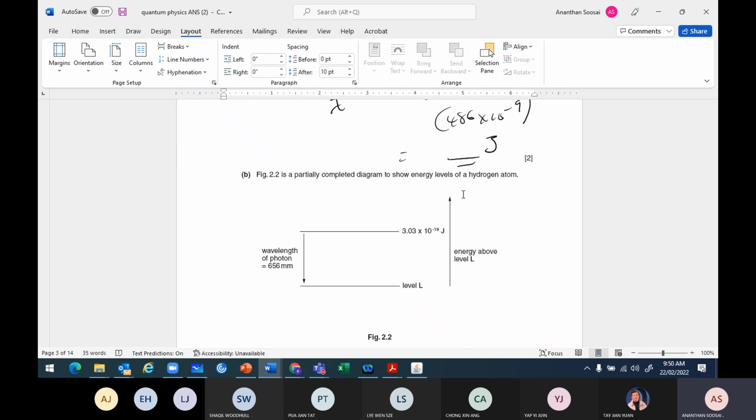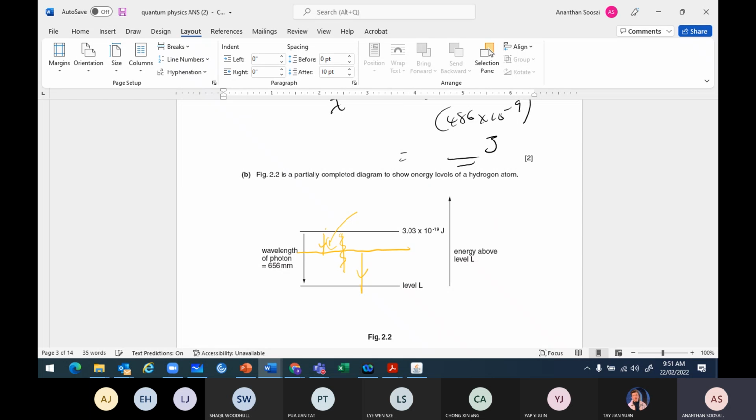If you draw in between, can you get both? Let's say you draw one energy level in between here. What are the possible transitions? From here to here, one. Here to here is already shown. The third one is from here to here.